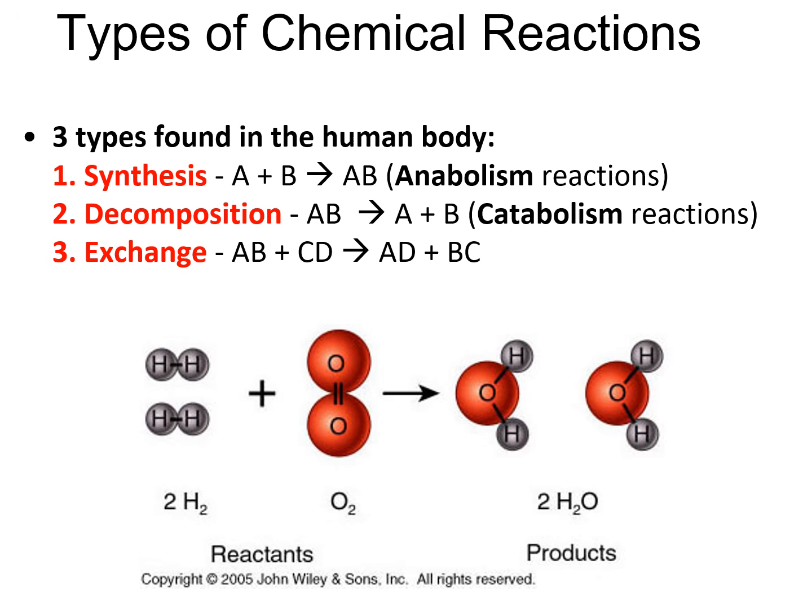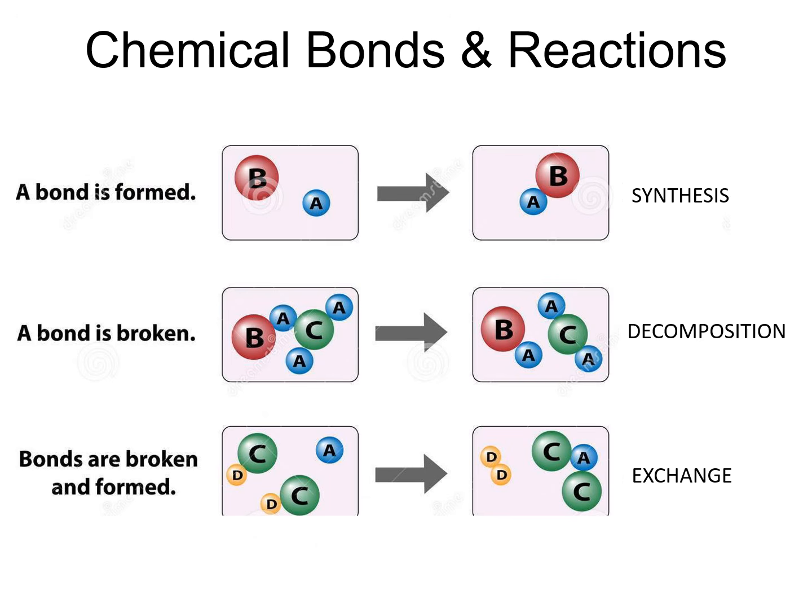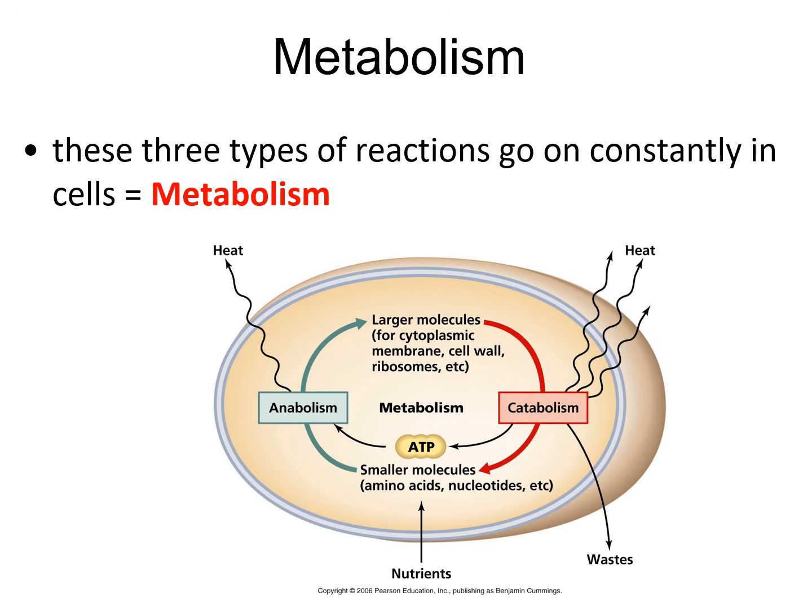And then cells are also capable of undergoing what are called exchange reactions, in which bonds between existing reactants are broken, the reactants are combined, and new bonds are formed. That's what this slide is showing. In a synthesis reaction, bonds are formed. In a decomposition reaction, bonds are broken. And in exchange reactions, existing bonds are broken and new ones are formed in the process of making products. These three types of reactions go on constantly in both prokaryotic and eukaryotic cells, and collectively we call these reactions that go on within a cell metabolism.